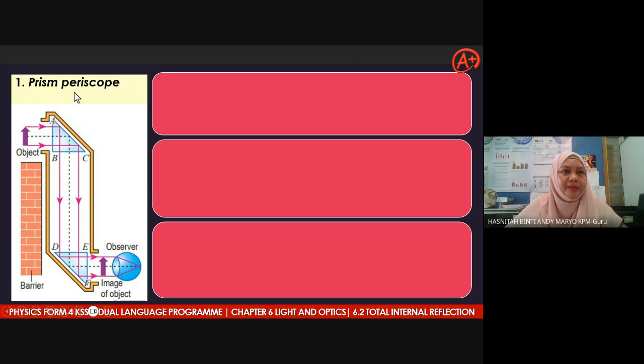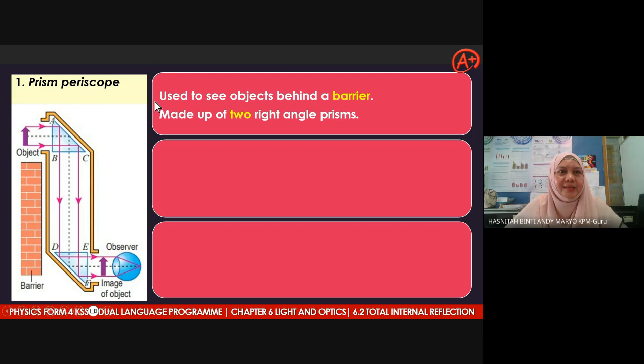For example, a prism periscope consists of two prisms, a pair of prisms, 45, 90, 45 degree. So what is the purpose of a periscope? It is used to see an object behind a barrier, or in a submarine, it is used to observe an object above the water surface. It is made up of two right angle prisms. A right angle prism has angles of 45, 90, 45.